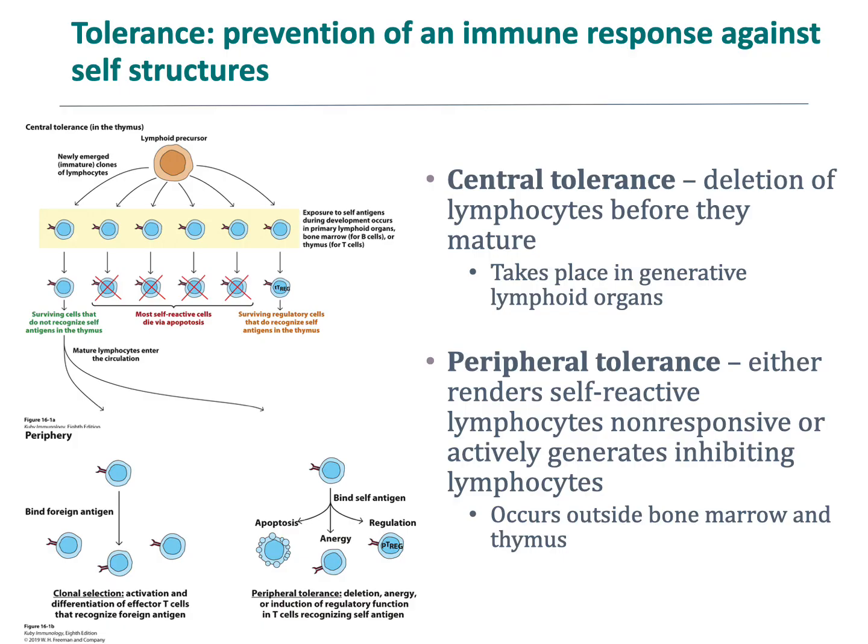So as I mentioned, tolerance is key in preventing immune responses against self. And so there's two branches of it. Central tolerance is what's happening during the development of the lymphocytes before they have an opportunity to be activated. So in the bone marrow and in the thymus, B cells and T cells are going to undergo negative selection. Really important to make sure that autoreactive T cells are deleted.